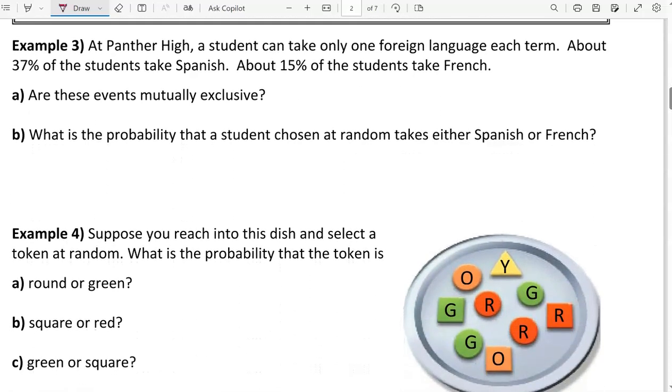At Panther High, a student can take only one foreign language each term. About 37% of students take Spanish and 15% of students take French. Are these mutually exclusive? The answer is yes, and that's because they're not allowed to take more than one language.